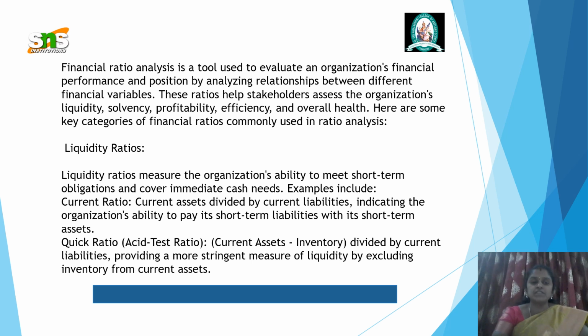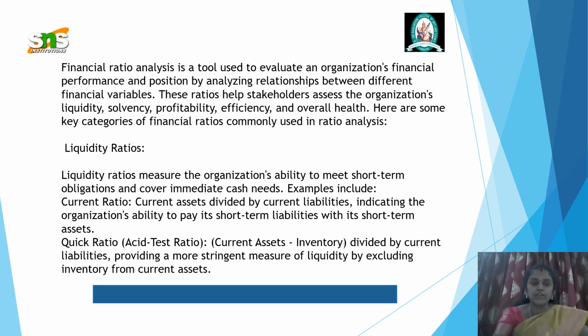The first one is your liquidity ratios. As you all are able to understand, the liquidity ratio is the term which helps us to meet the short-term obligations and cover the immediate cash needs of the organization. Example, current ratio and quick ratio. The quick ratio is otherwise known as your acid test ratio. The current ratio is the current assets divided by the current liabilities. That is known as your current ratio.